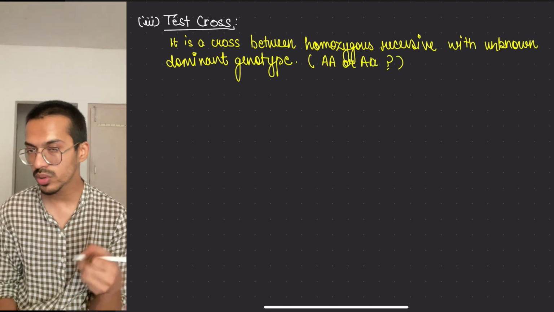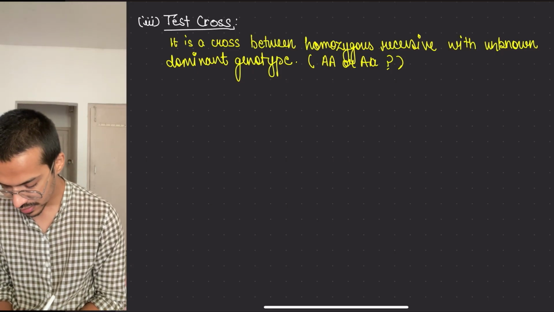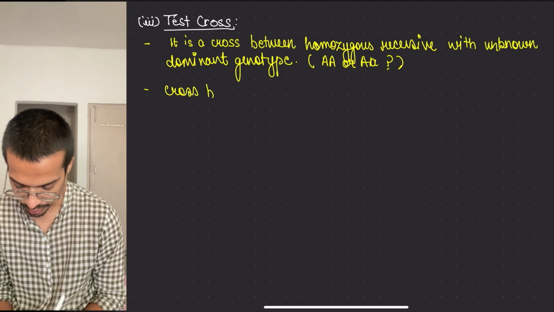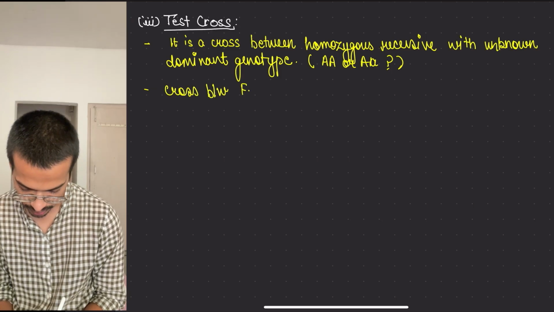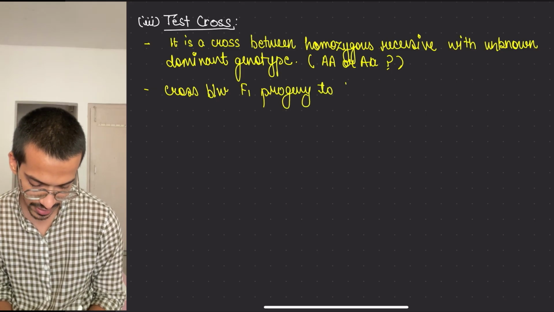Now in both the crosses, basically what is happening? Basically, it's a cross between the F1 progeny and the homozygous recessive parent.